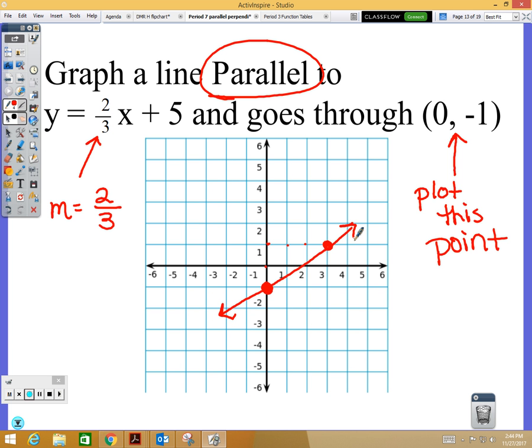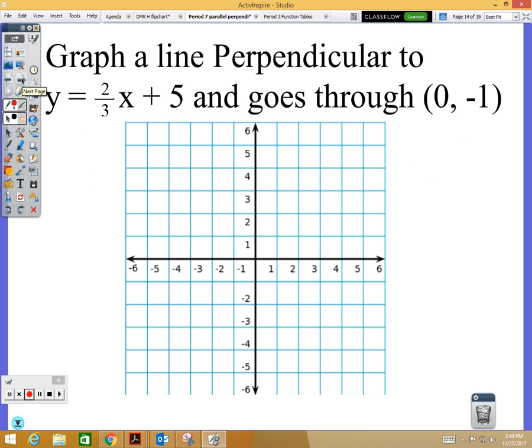No, I'm not going to do two separate lines. I'm not going to graph this one. In this equation, I want us to graph a line that's going to be perpendicular to this equation. So again, I want to plot this point first. That's my y-intercept. Always start with that, 0, -1.